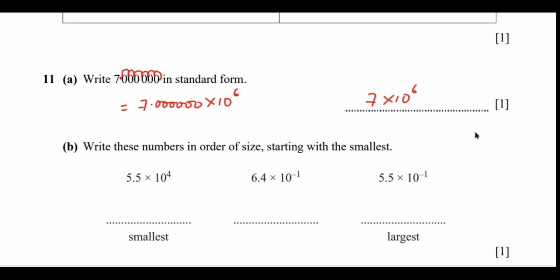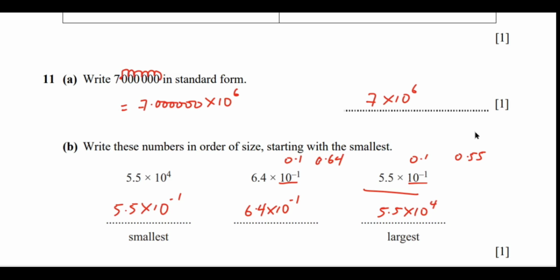Okay, so we know that between 10 raised to power minus 1 and 10 raised to power minus 1 here, one of these numbers is the smallest, because 10 raised to power minus 1 is 0.1, and the other is also 0.1. So this times this will give us 0.64, and this times this will give us 0.55. So the one that is smaller here is this. So we can write this. They say write these numbers in order, so they don't expect us to write it as an ordinary number. So we write our 5.5 raised to power minus 1, 6.4 raised to power minus 1. Okay.